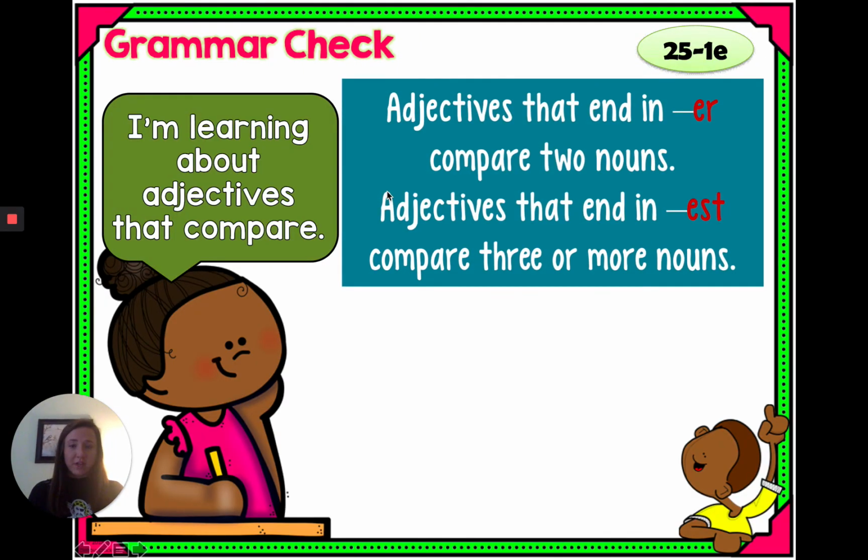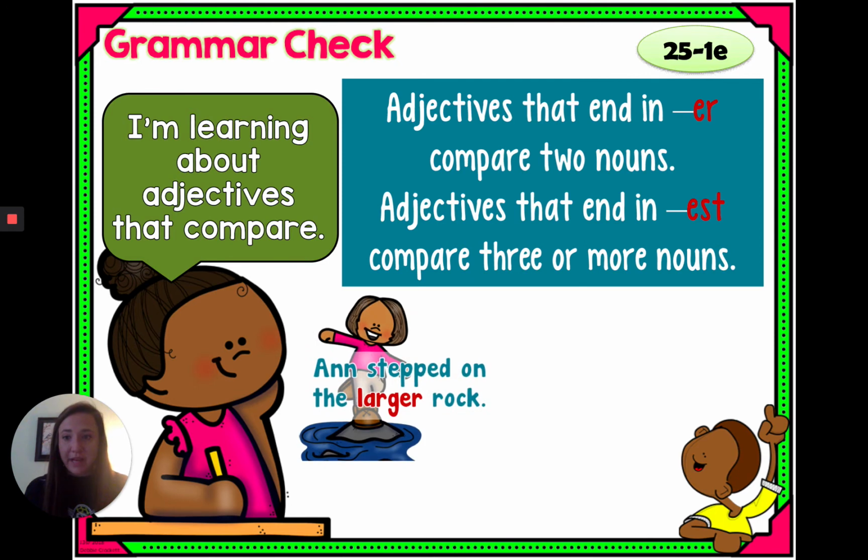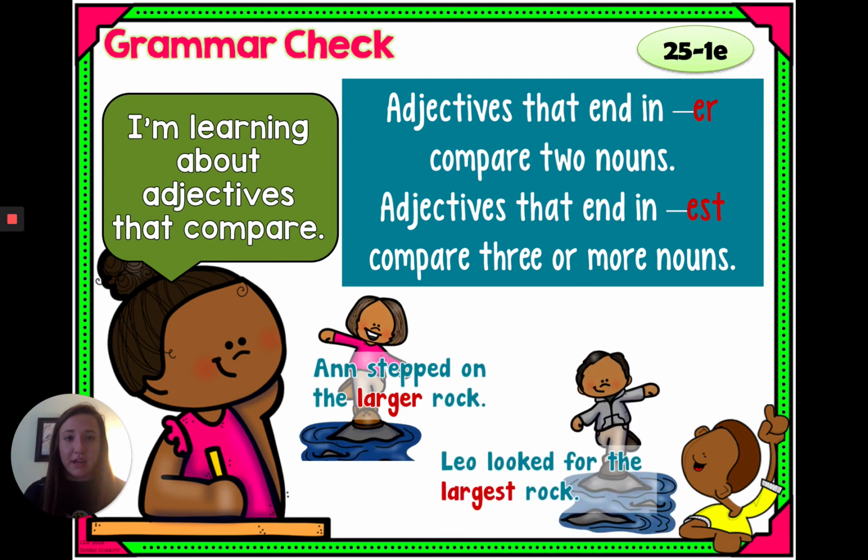So for our grammar skill today, we're going to learn about adjectives that compare. So remember, an adjective is a word that describes. Adjectives that end in er compare two nouns. So, Anne stepped on the larger rock. There are 2 rocks here, so they're going to add er to the end of the word to compare these 2 nouns.